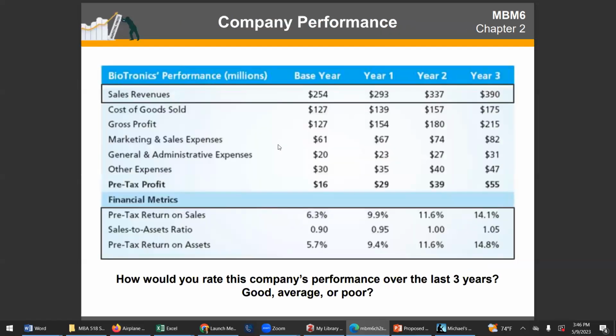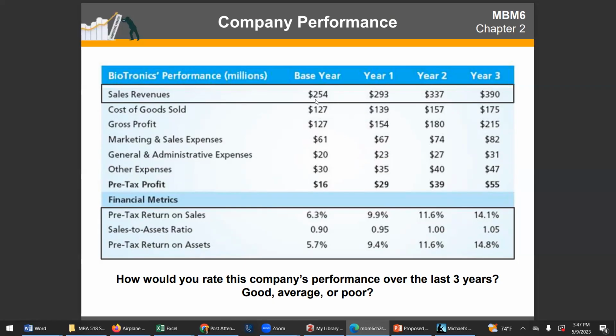So I'd like for you to consider here, we have a hypothetical company called Biotronics. You can see across the top we have the base year, and then year 1, year 2, year 3. What's interesting about these P&Ls for Biotronics is that this looks fairly typical. Okay, so let's break this down.